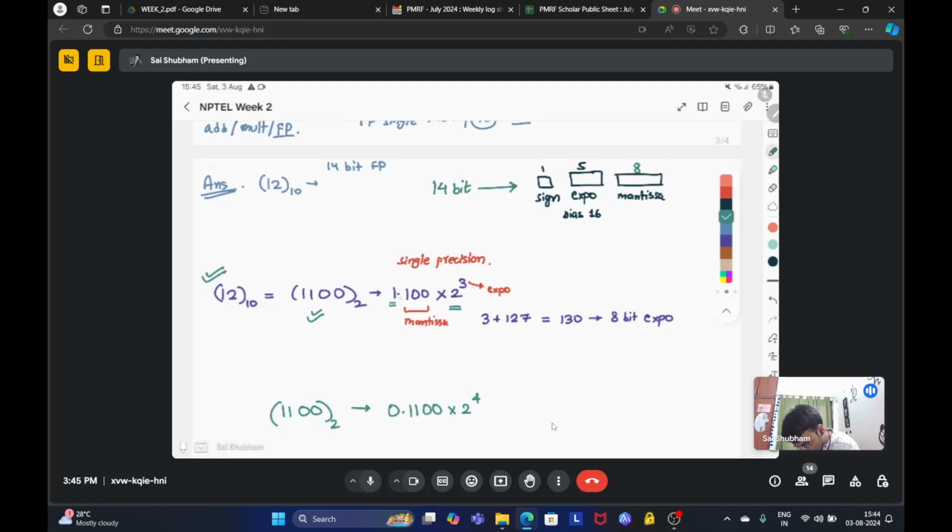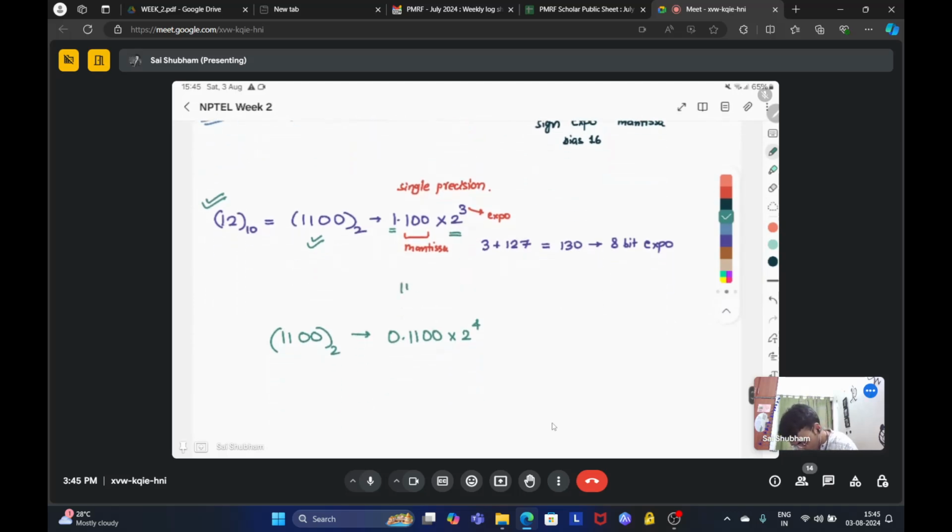The difference is that in single precision, the position towards the left of the decimal should always be 1. But in 14-bit floating point, the bit towards the left of the decimal point needs to be 0. According to the 14-bit floating point representation, the most significant bit in the mantissa should always be 1. So this place should always be 1, and this place should always be 0. So this is the representation.